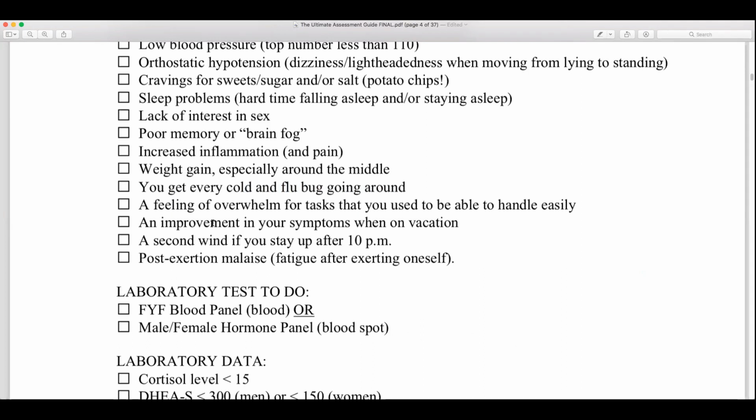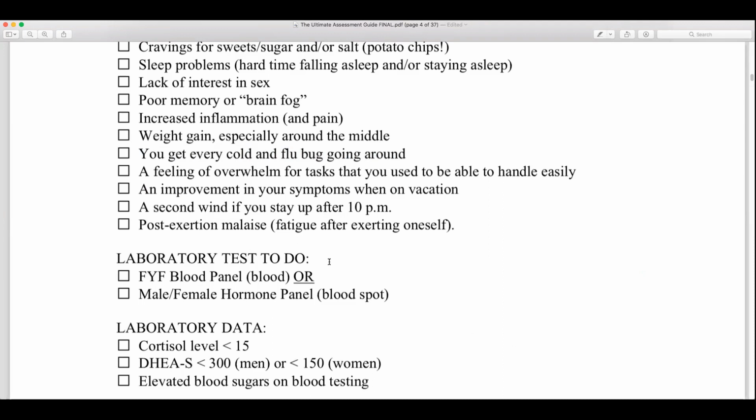Usually your circadian rhythm, your sleep-wake cycle, is very disrupted. So after 10 o'clock at night, if you miss your window, 10:30, all of a sudden you're like, at 11, oh my gosh, I have all this energy, now I can clean the house. So that is also a sign.